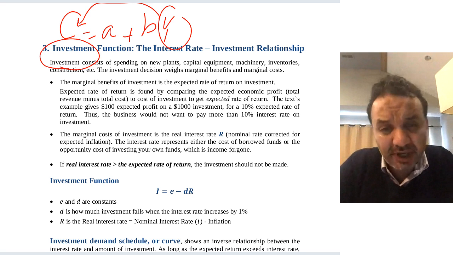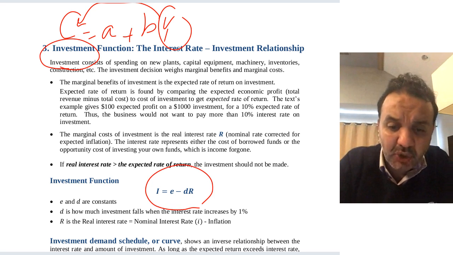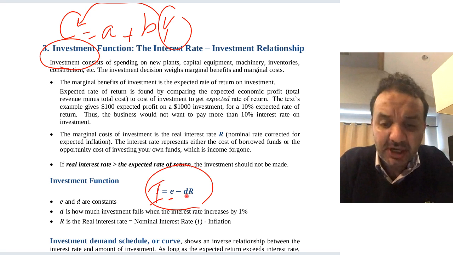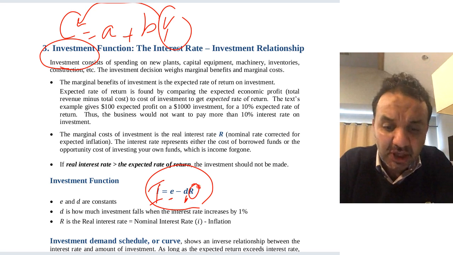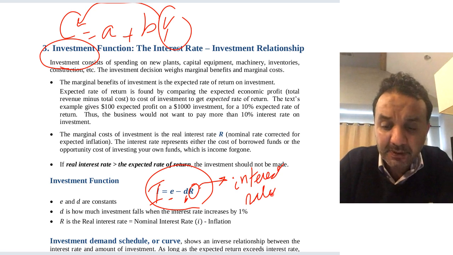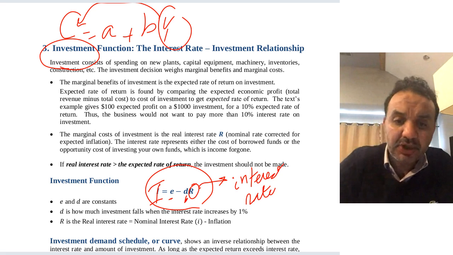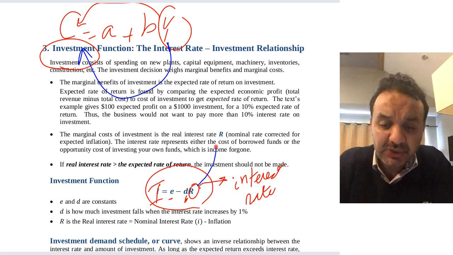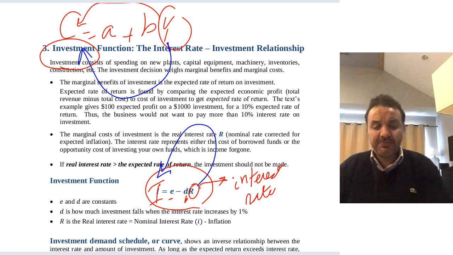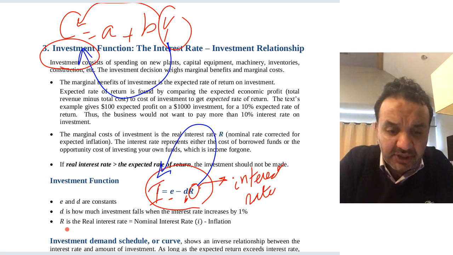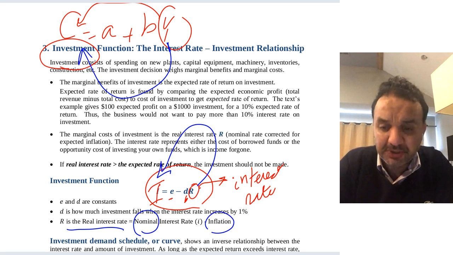So we have a somewhat similar function here. I stands for investment, A is a constant, D is the slope, and R stands for the interest rate. So here we say that income is the key determinant of consumption, and interest rate is the key determinant of investment. You have to understand that this is the real interest rate, which equals the nominal interest rate minus inflation.